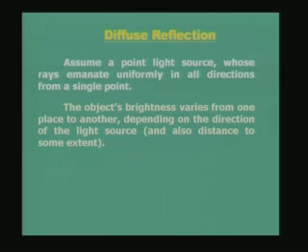The object's brightness varies from one place to another depending on the direction of the light source and also the distance to some extent. I repeat, the object's brightness varies from one place to another depending on the direction of the light source. So, it is very important. If you remember a diagram which will come again now, we talked of a point on the surface of an object, linear or non-linear surface, does not matter, and we have a light source direction. So, the light rays are coming from that direction S, we have a surface normal, we have an incident angle theta, and a viewer direction V. The angle between V and N was phi.